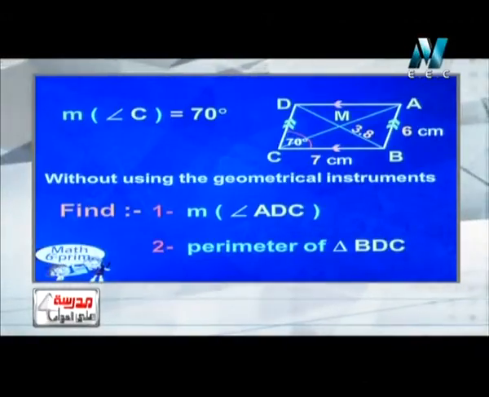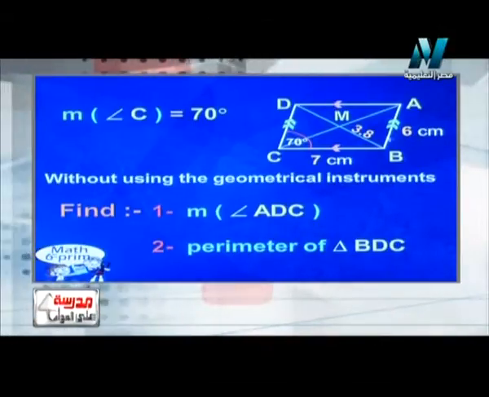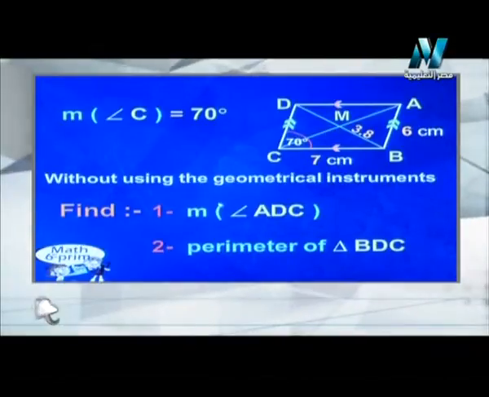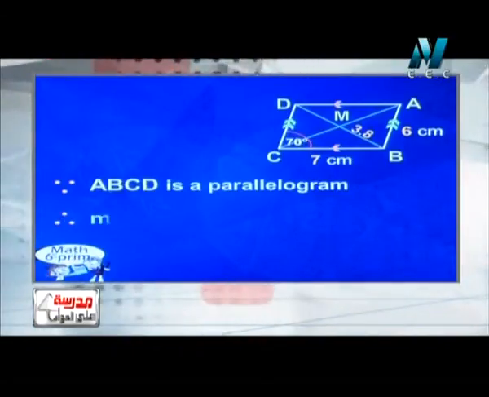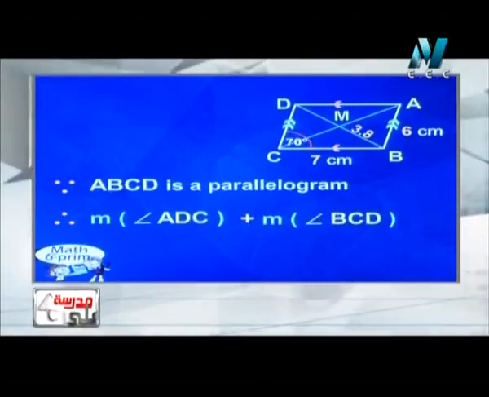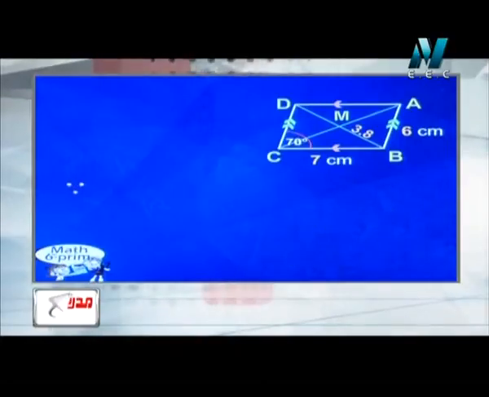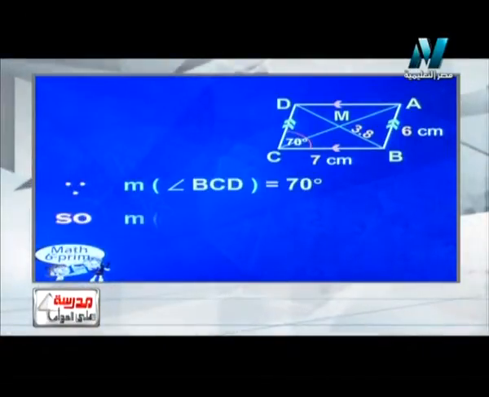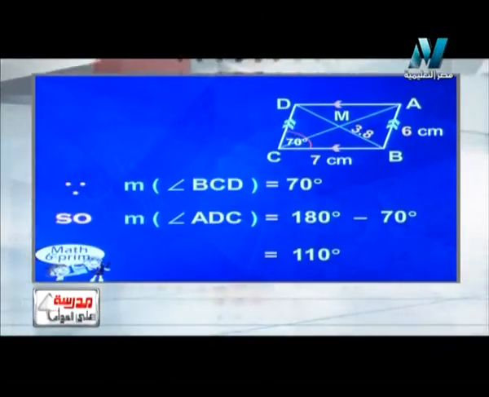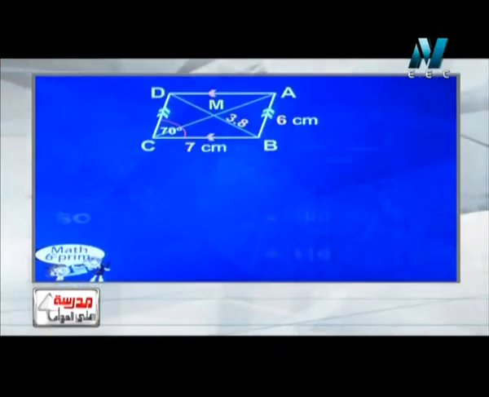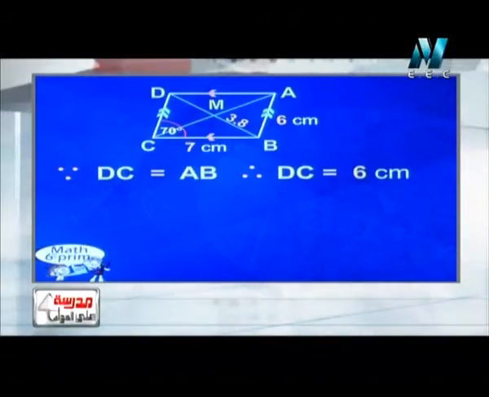Again, the first required: the measure of angle ADC equals what? And what is the perimeter of triangle BDC? Let's study together, my dear student, the answer. ABCD is a parallelogram. The measure of angle ADC plus the measure of angle BCD equals 180 because they are consecutive. We have the measure of angle BCD equals 70 degrees, so 180 minus 70 equals 110 degrees. That is the first required. The second one: DC equals AB.